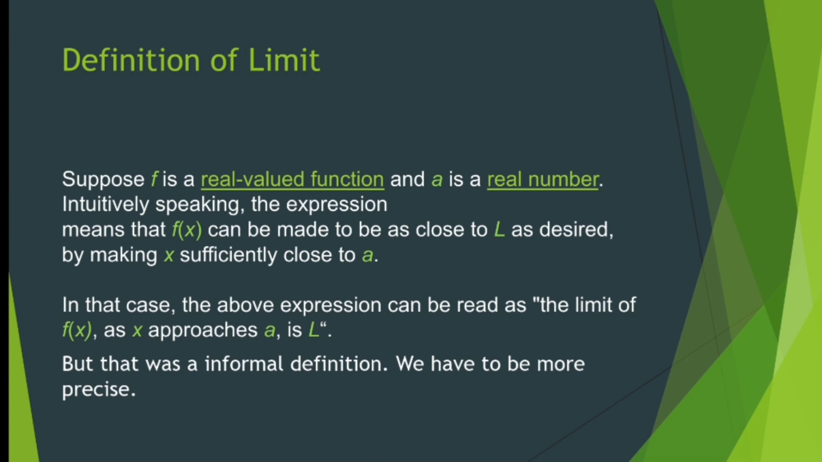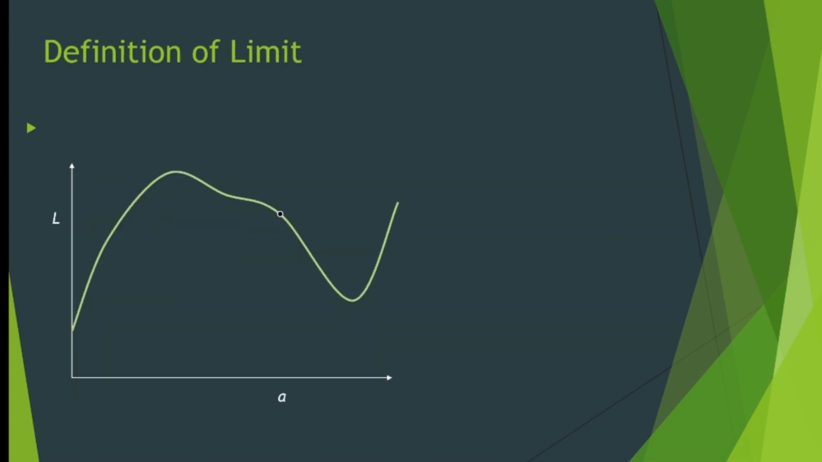Suppose f is a real valued function and a is a real number. Then the expression limit as x approaches a of f(x) equals L means that by making x sufficiently close to a, f(x) can be made close to L. In that case, the above expression can be read as the limit of f(x) as x approaches a is L. But that was the informal definition. We have to be more precise.